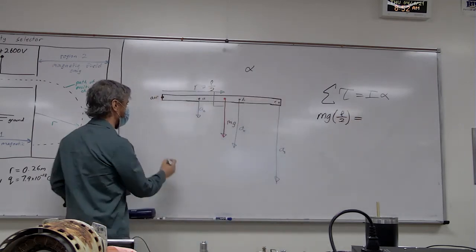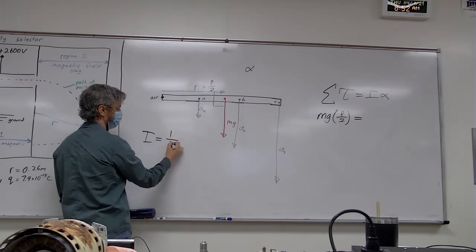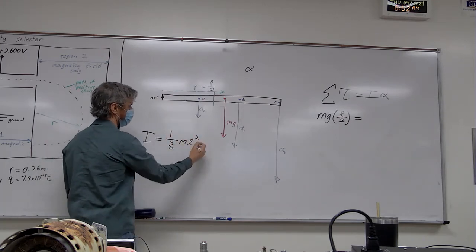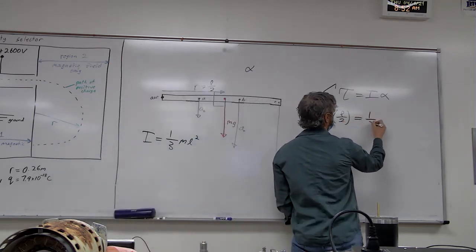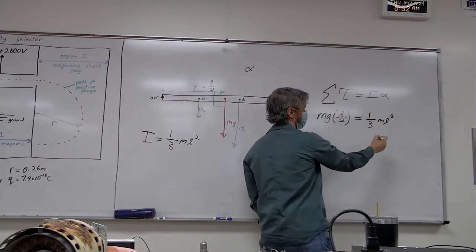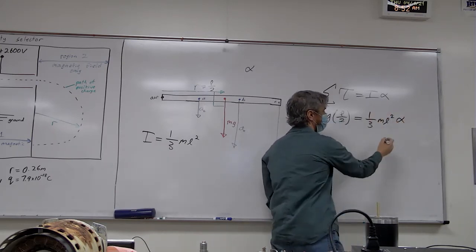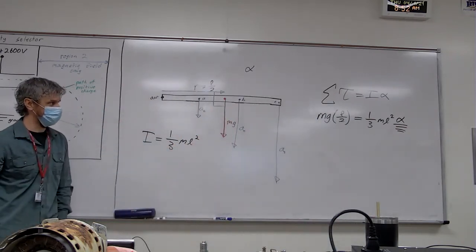The rotational inertia of the rod, you don't have to memorize this, but a rod rotated about its end is 1/3 ml squared. So that's my rotational inertia, 1/3 ml squared, times the angular acceleration, right? So we can determine the angular acceleration using Newton's second law for torques.